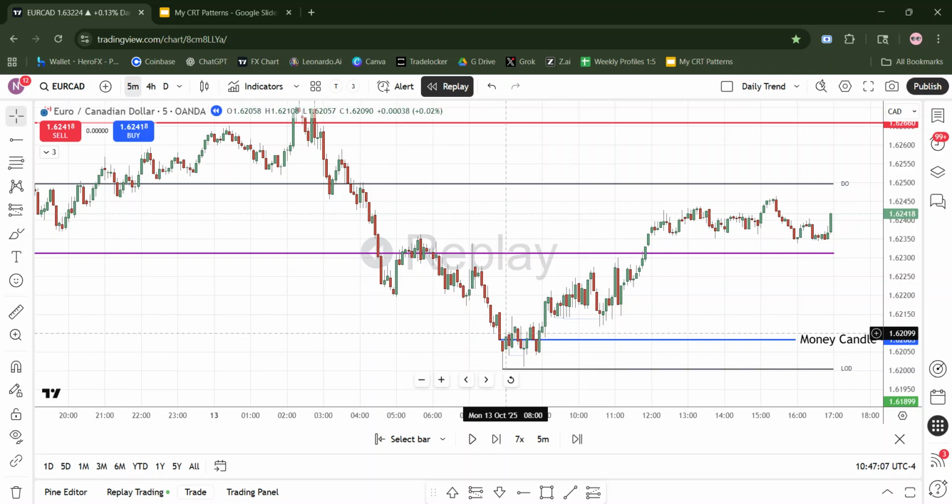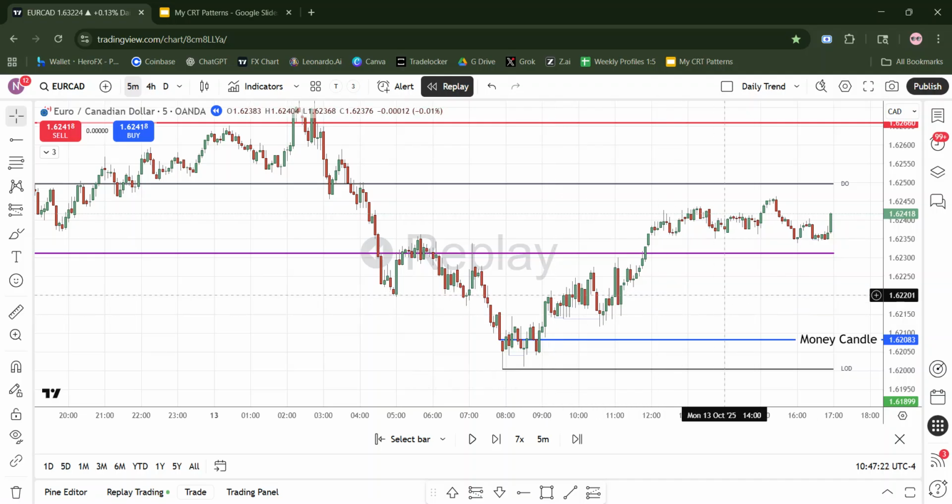So you would have been good to enter anywhere from 8 a.m. until about 9. Pardon me, about 9:05 a.m. So you had about a whole hour to get in anywhere in here. That would have been fine.